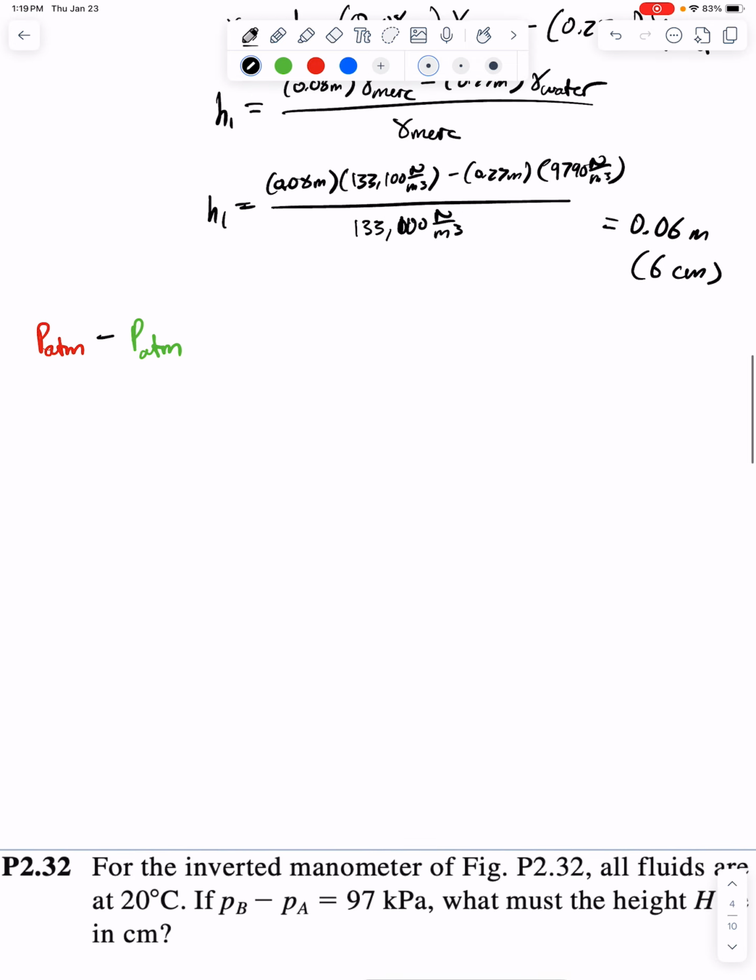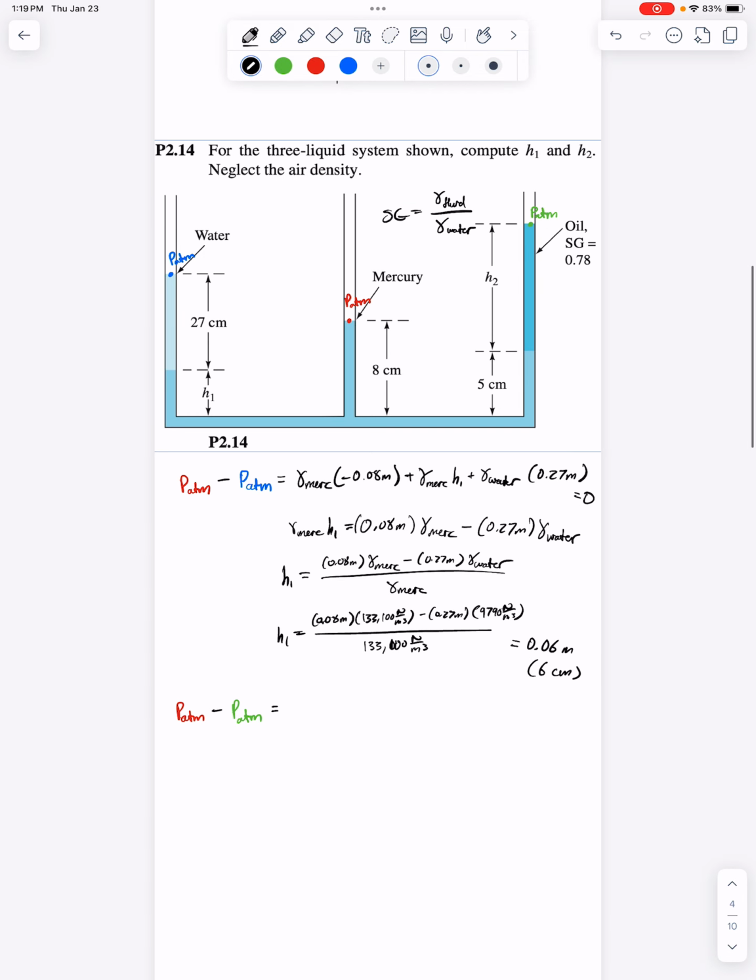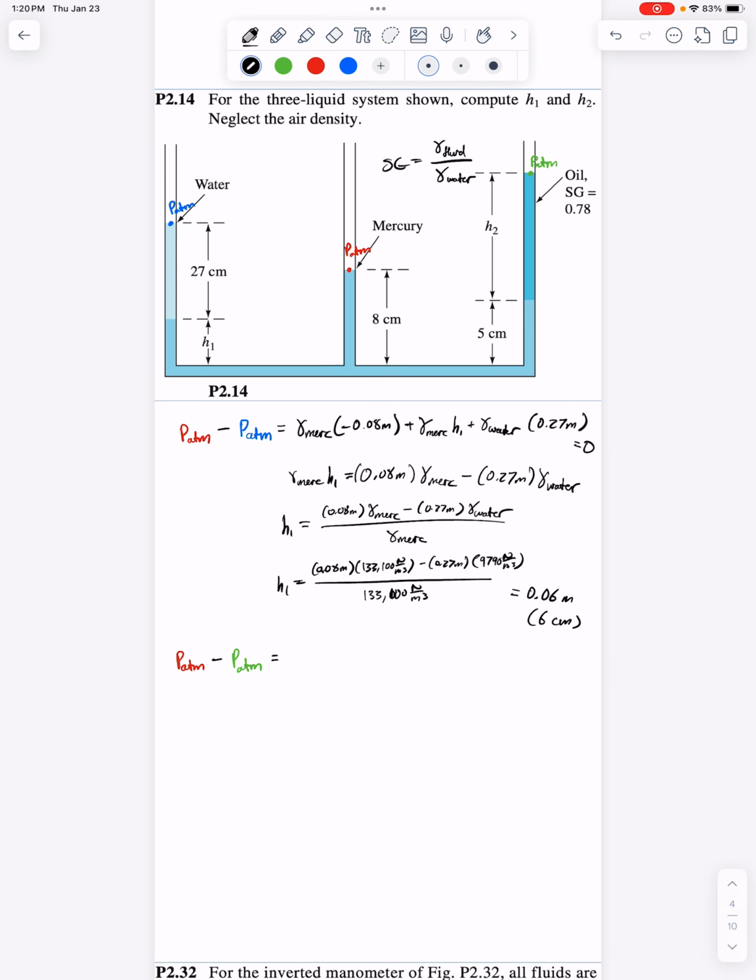Okay, let's go through this problem. So I move through mercury, I move down 8 centimeters, move across, so no change. Then I move up 5 centimeters. Then I move up again through the oil, and that is H2. These atmospheric pressure terms cancel out, I get 0.